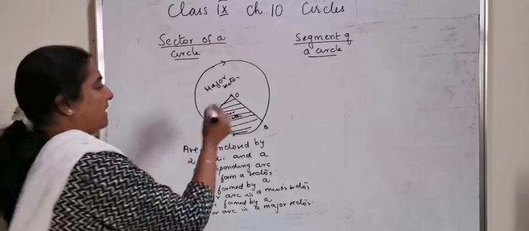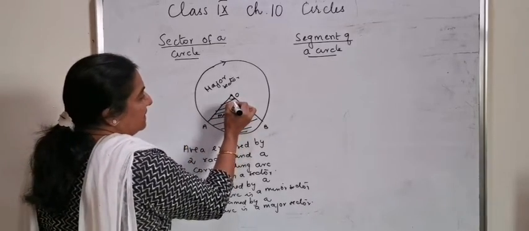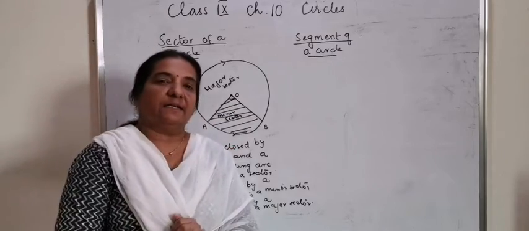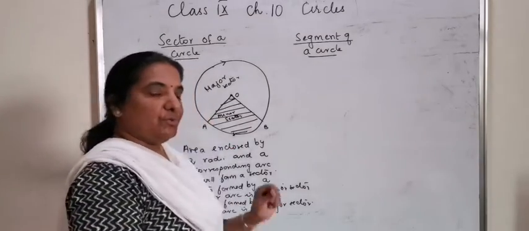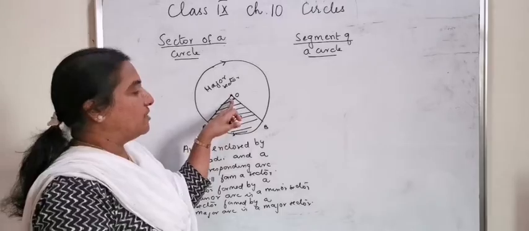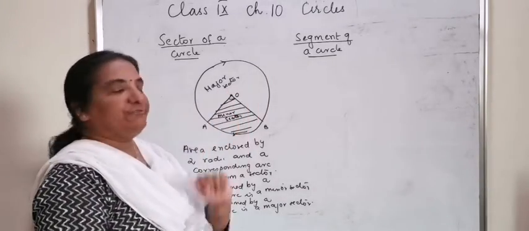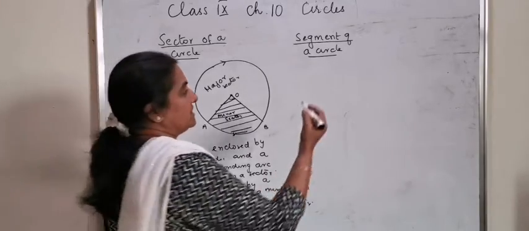The measure of this arc AB, angle AOB, is the angle subtended by the arc at the center also. So the sector angle, we call it as angle AOB. What is the definition for a segment of a circle?